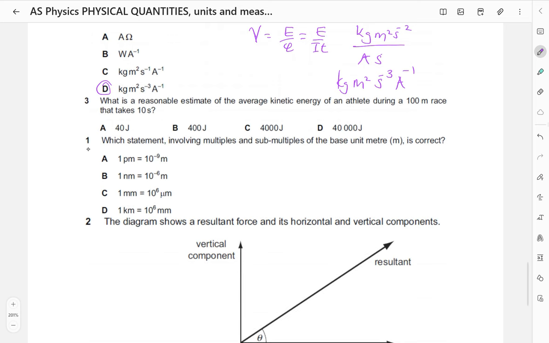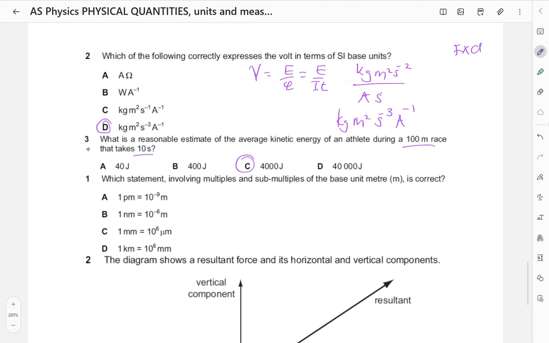What is a reasonable estimate of the average kinetic energy of an athlete during a 100-meter race that takes 10 seconds? Of course, we proved this last time, and this is going to be, I think, C. How? For 10 seconds in 100 meters, the speed is equal to distance over time, which is 10 meters per second. Then kinetic energy is going to be a half mv squared. So we check to see which mass each of these gives. So the mass is going to be 2 times 4,000 divided by v squared, which is 10 squared. And this gives us 80 kilograms, and that makes sense. When you check with the 40,000, you may get 800 kilograms. When you check with the 400, you may get 8 kilograms. And when you check with the 40, you may get 0.8 kilograms. That means the most appropriate value would be C. That gives a reasonable mass for the athlete.